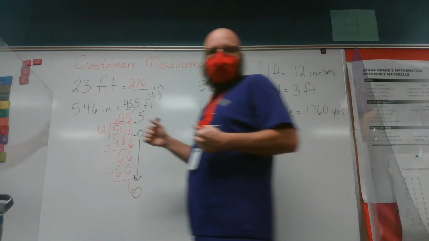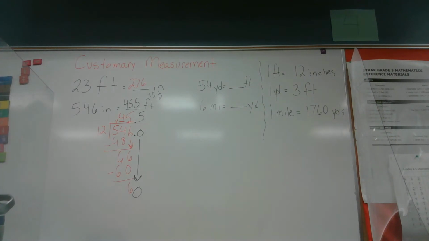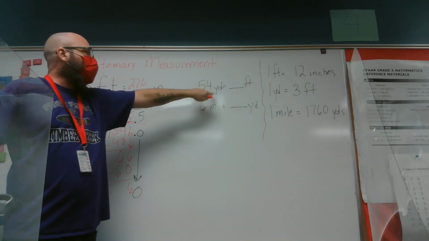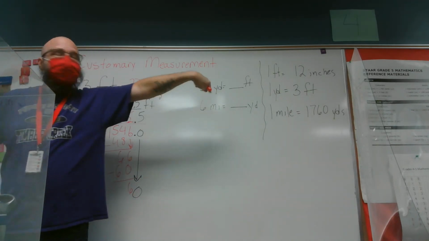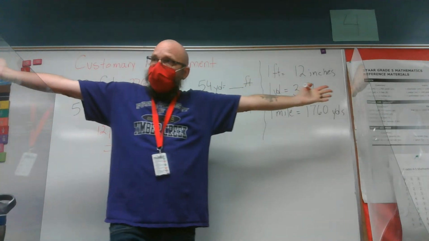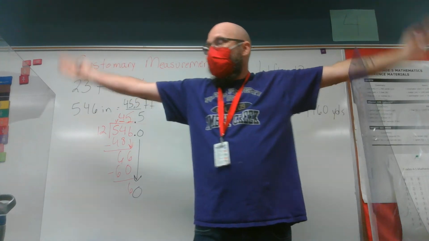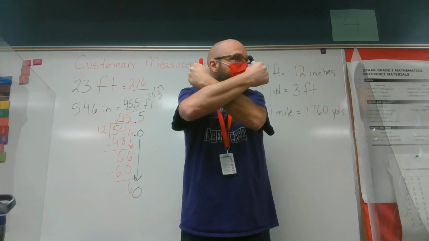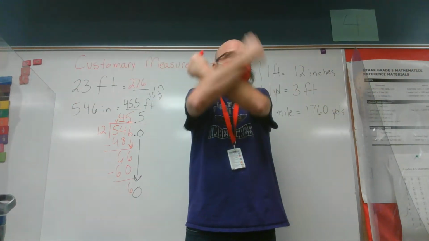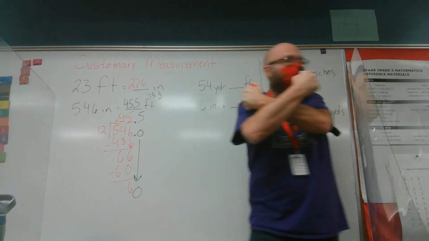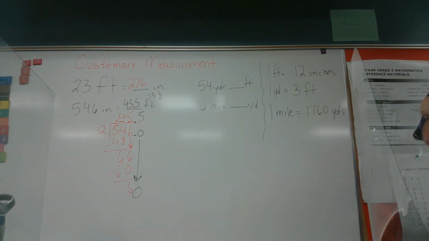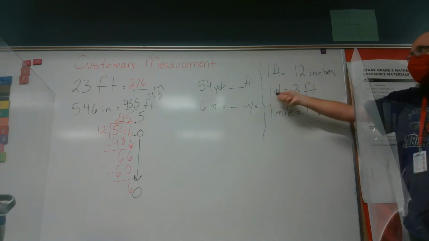Now we have yards and feet. Which is bigger, yards or feet? Yards. We know the yards, so we're changing from what we know. We said yards were bigger than feet. Changing from yards to feet. Yards are bigger than feet, which means we multiply. Austin, what will we be multiplying by? 3. Because 1 yard has 3 feet.